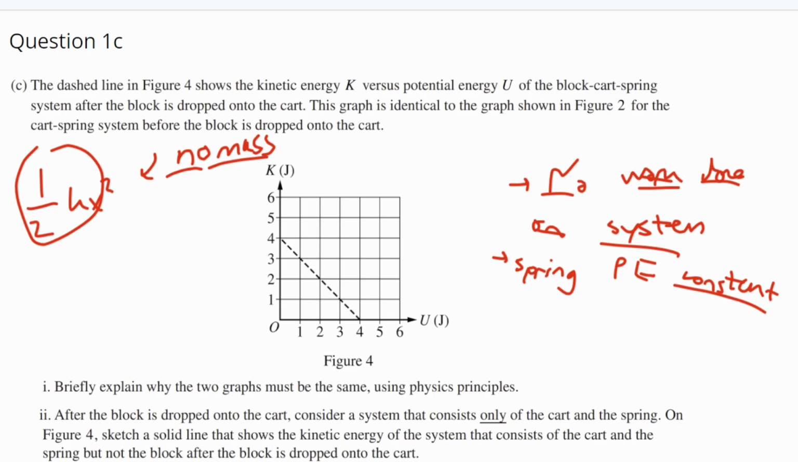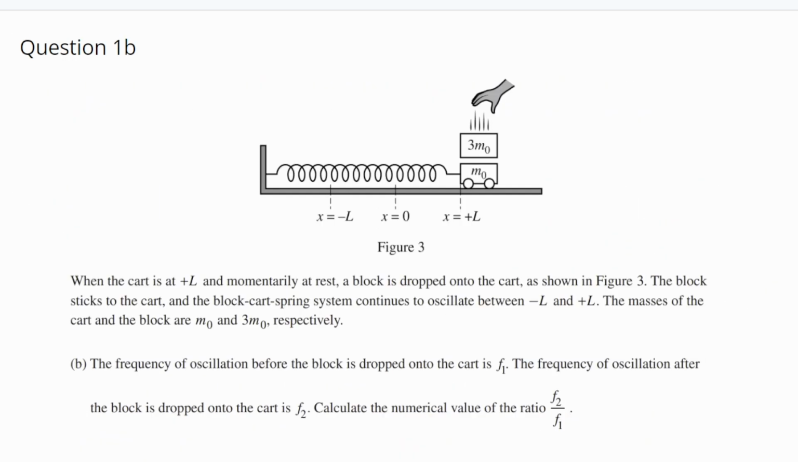Now for C2. After the block is dropped onto the cart, consider a system of only the cart and the spring. On figure 4, sketch a solid line that shows the kinetic energy of the system that's only the cart and the spring, but not the block, after the block is dropped. So if we go back to the picture on the last one, right here, they're asking for the energy of just this and the spring.